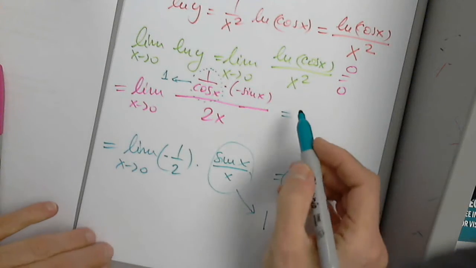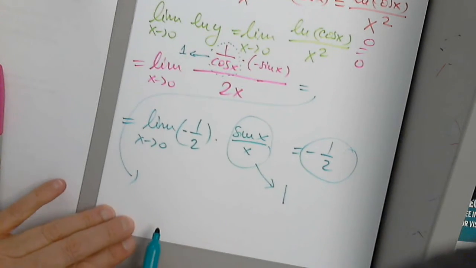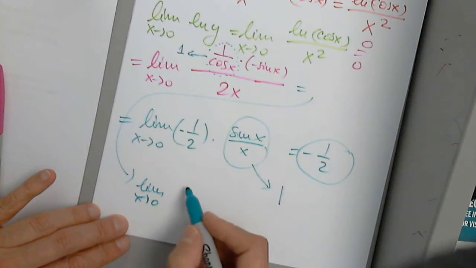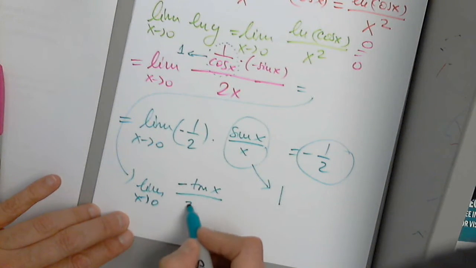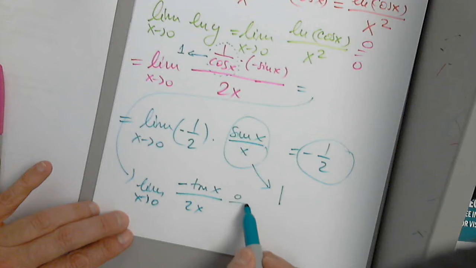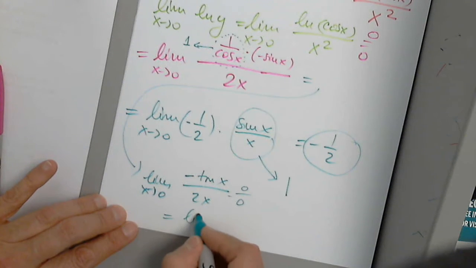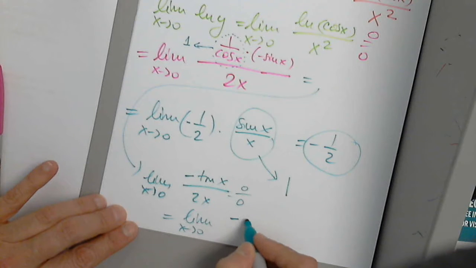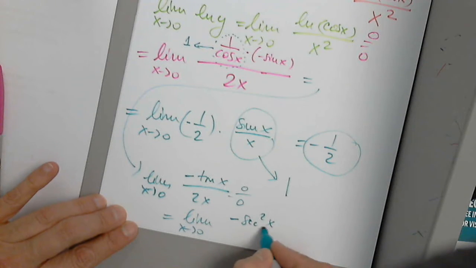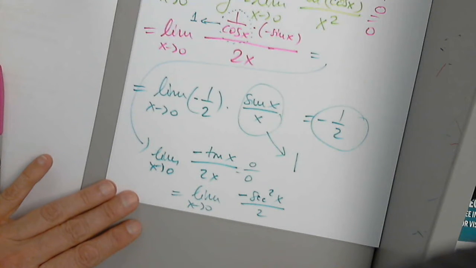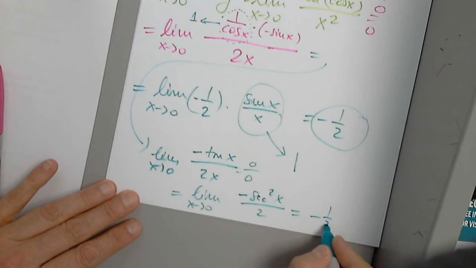So from here, the other option would have been limit as x approaches 0 of negative tangent x over 2x. And this is, again, 0 over 0. And you will differentiate the top. So this is limit as x approaches 0 of negative secant squared x over 2. And when x approaches 0, secant approaches 1. So this is still negative 1/2.